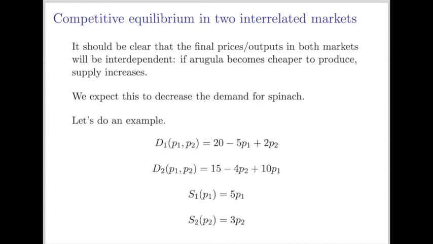So let's suppose the demand for arugula and the demand for spinach are given by these functions, right? So it's 20 minus 5 times the price of spinach plus 2 times the price of arugula. So notice that there's a plus here, which says that as the price of arugula goes up, the demand for spinach goes up. Similarly, we have a positive coefficient here on the price of spinach in the demand for arugula, so that indicates that these goods are substitutes for one another.